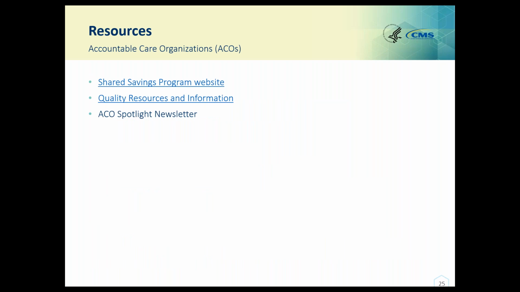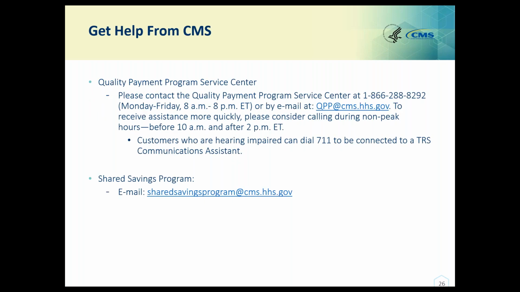This slide contains links to resources available for the Shared Savings Program, specifically for ACOs. We encourage you to review the materials available here for more information. Next slide, please. If you need additional assistance, please refer to the contact information listed on this slide. Next slide, please.